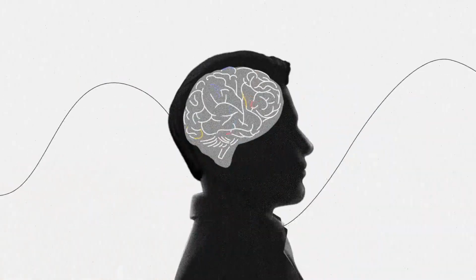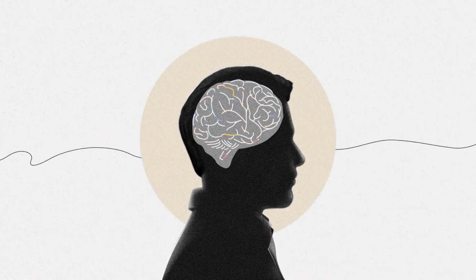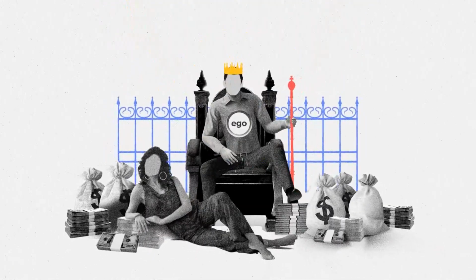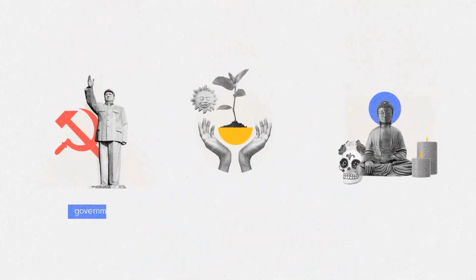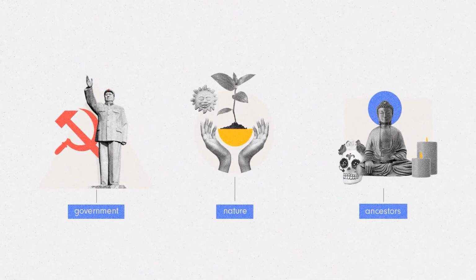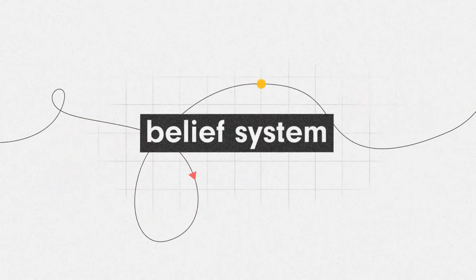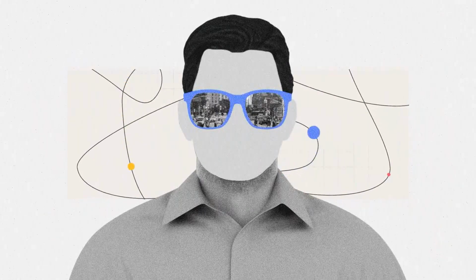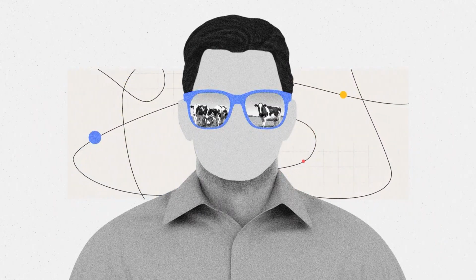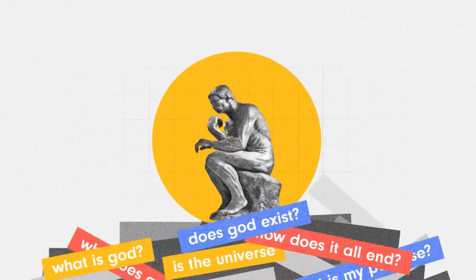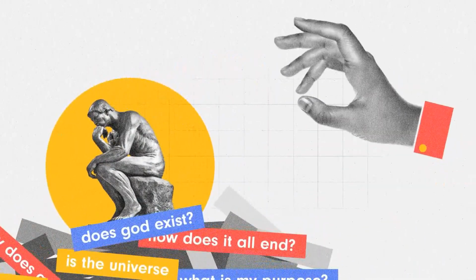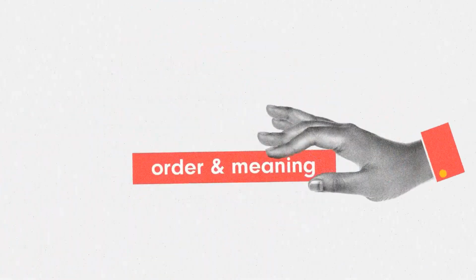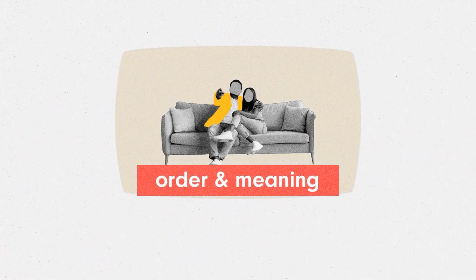This isn't surprising. People are hardwired to worship. The object of our worship may be God, or it could be the self, or we might worship government, nature, or our ancestors. Another word for these deep belief systems is worldview, which is simply a way of seeing reality. A worldview is composed of often unconscious ideas or assumptions that provide answers to life's most important questions. The answers to these worldview questions provide order and meaning to our lives, whether they're true or not.